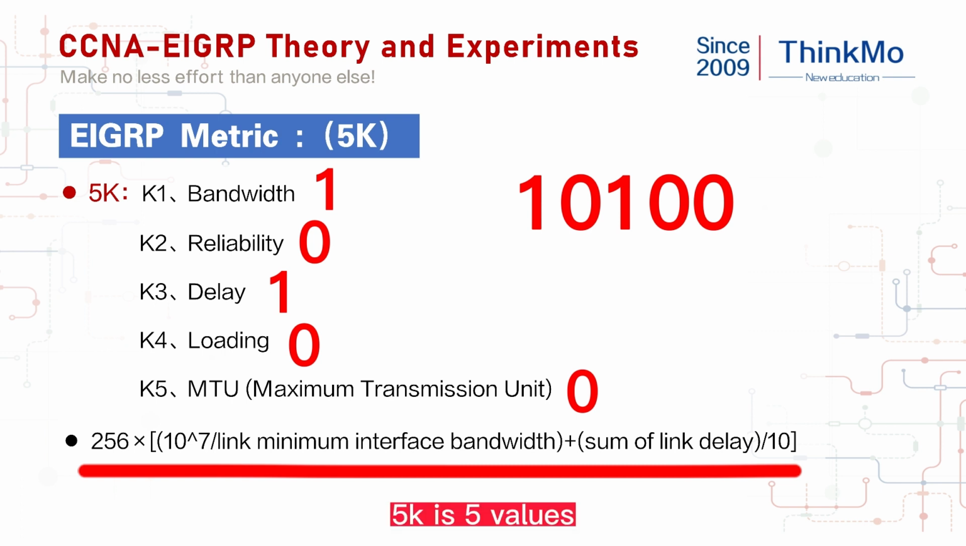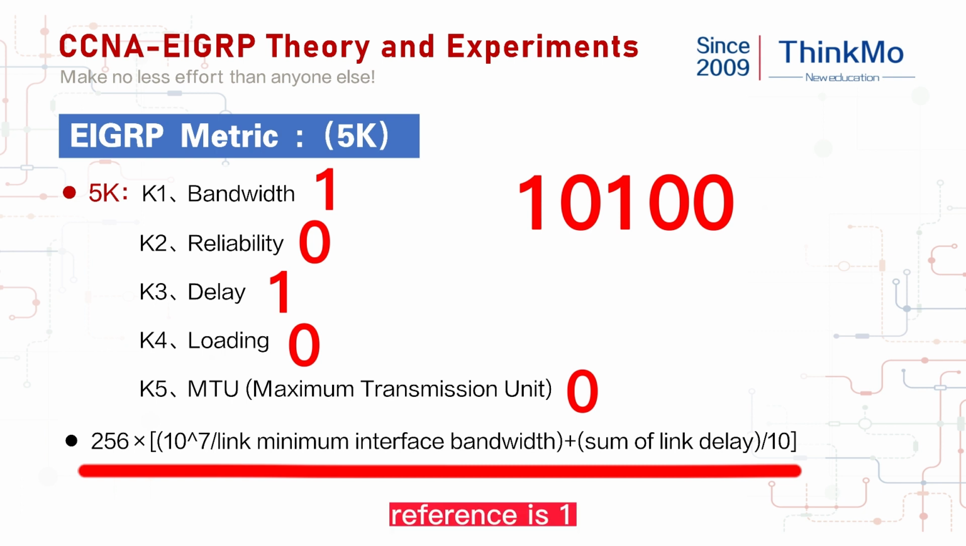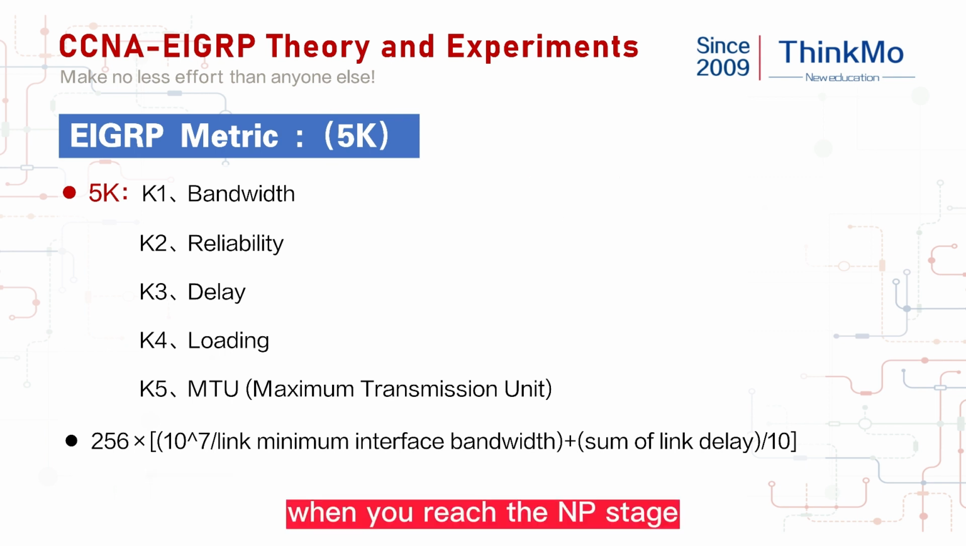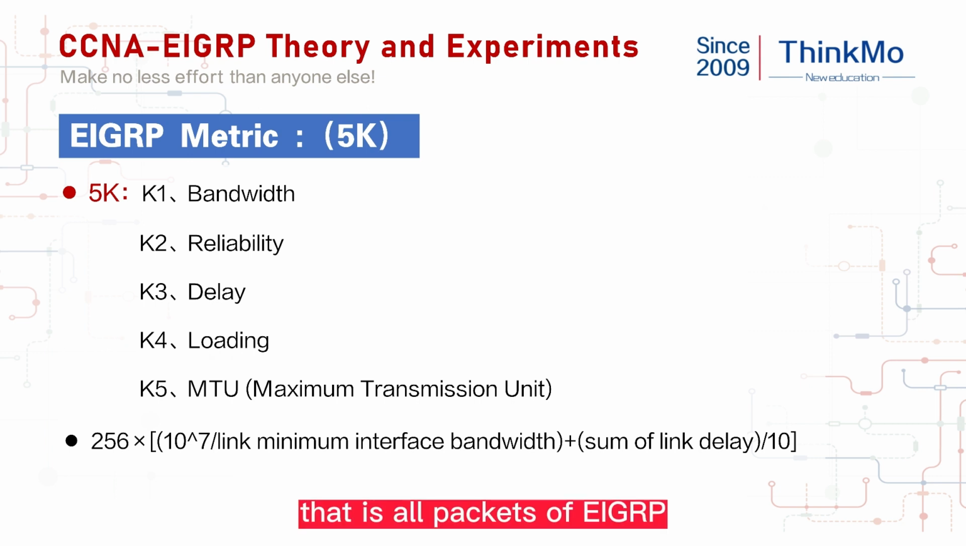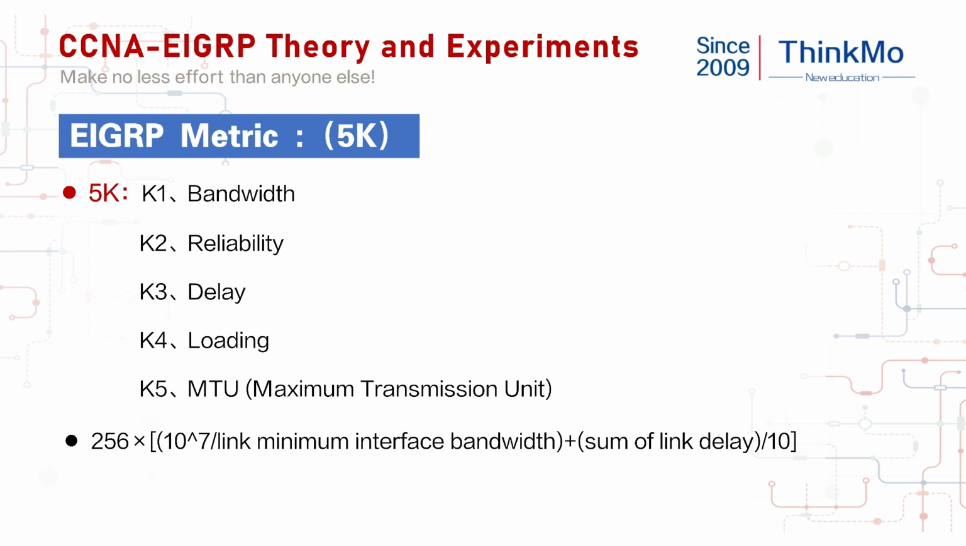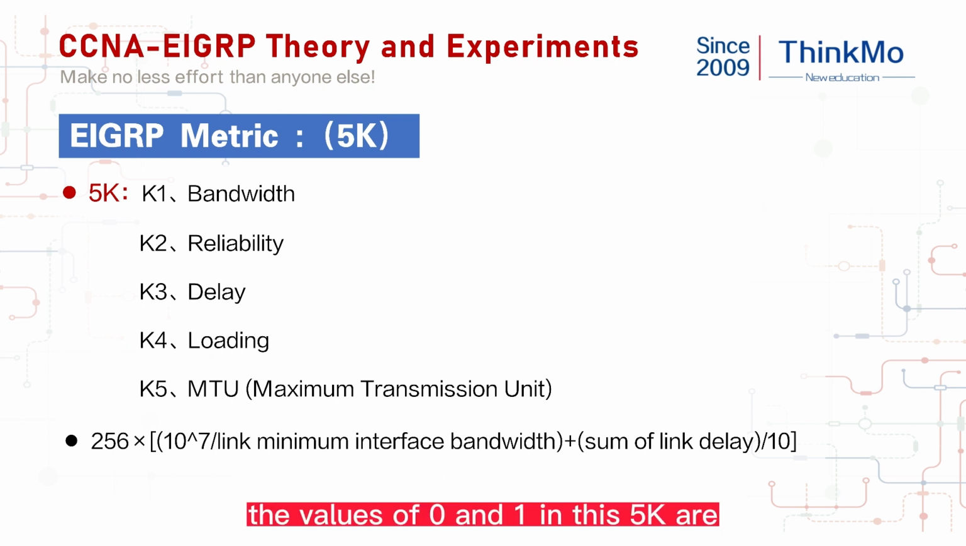The K5 is a value that represents the reference switch. Reference is 1. No reference is 0. When you reach the NP stage, you will learn the message, that is, all packets of EIGRP. You will get those packets, then look at the fields one by one. Then you will see the values of 0 and 1 in this K5.